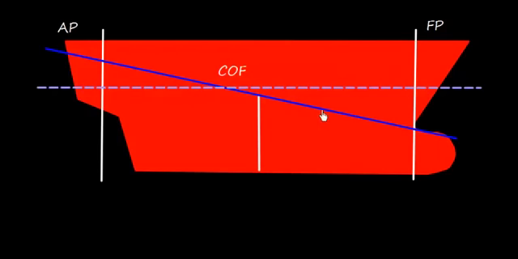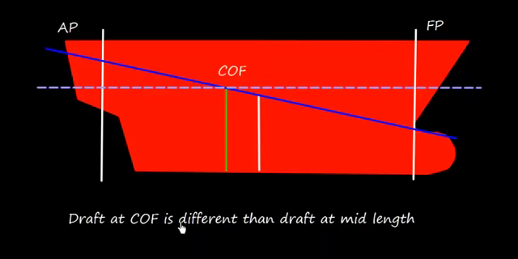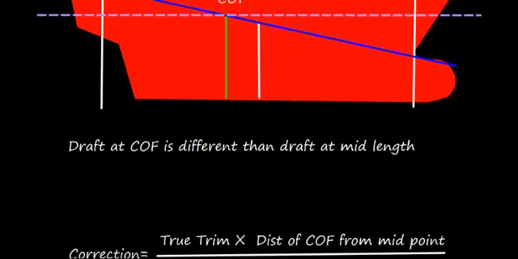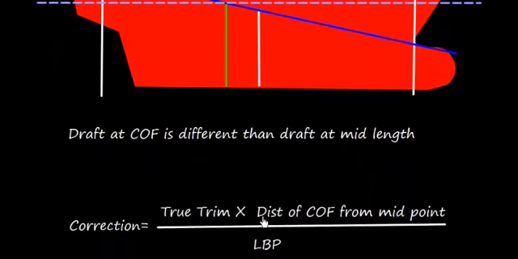We also know that the center of flotation is the point about which a ship trims. So here this is the center of flotation and this is the draft at the center of flotation. The draft at the center of flotation is different from the draft at mid length, and we need to apply this correction, which is the correction because of the trim. Well, if this is the waterline, this is the forward draft and this is the aft draft. So let's work out what the correction is going to be.